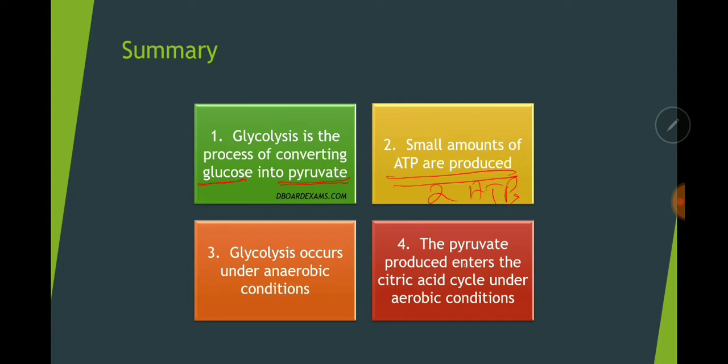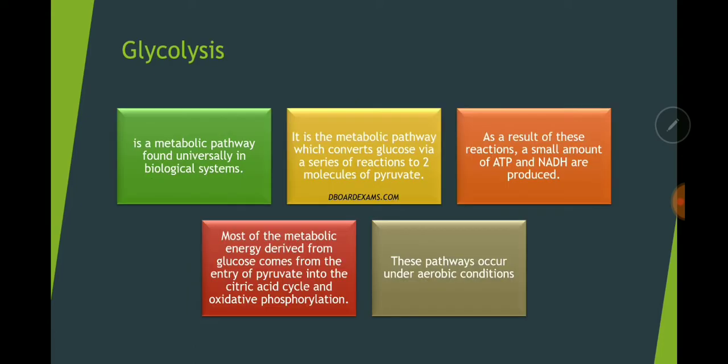And then the pyruvate which is produced enters the citric acid cycle only when there is oxygen. Okay, so in aerobic conditions, that's when the pyruvate, which is produced in the glycolysis, enters the Krebs cycle, which is the citric acid cycle. All right, so that's a quick summary. Now let's look at some of the glycolysis in detail. These are the main points, the basics that you're supposed to know about glycolysis and energy production.